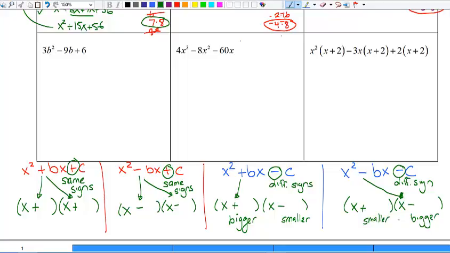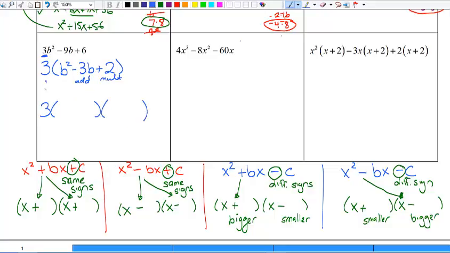So using this, let's do a couple more problems. On the next problem, 3b squared minus 9b plus 6. First of all, I've not taught you how to deal with problems when there's a 3 in front. But that's because you have to factor out a GCF. So first thing I'm going to do is factor out a GCF of 3, which leaves me with b squared minus 3b plus 2. I'm looking for two numbers that multiply to 2, yet add to negative 3.